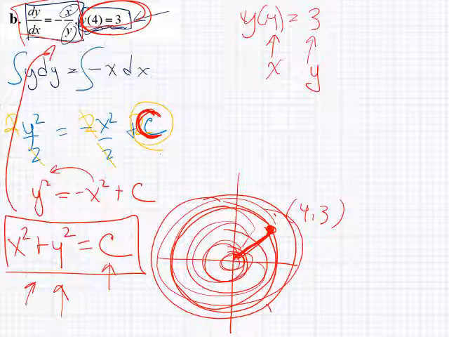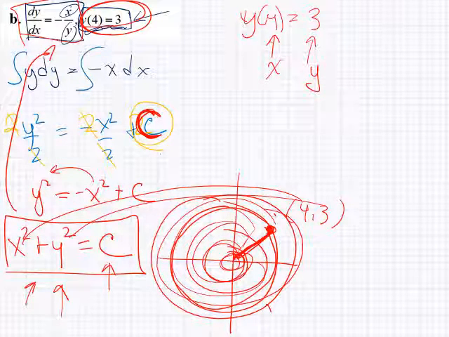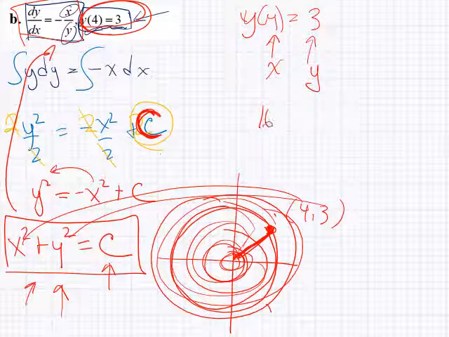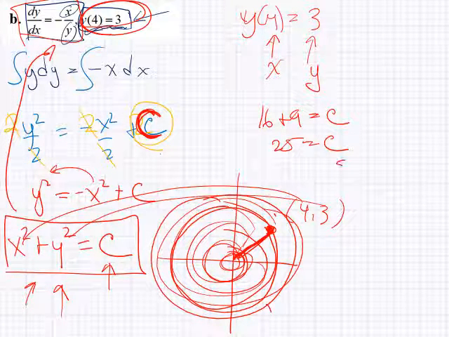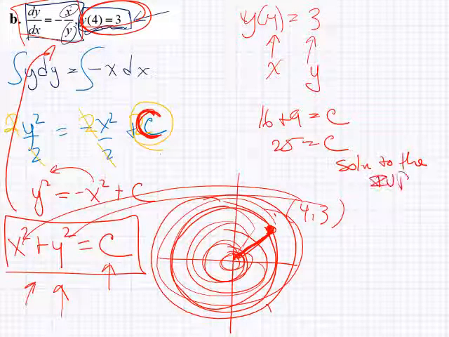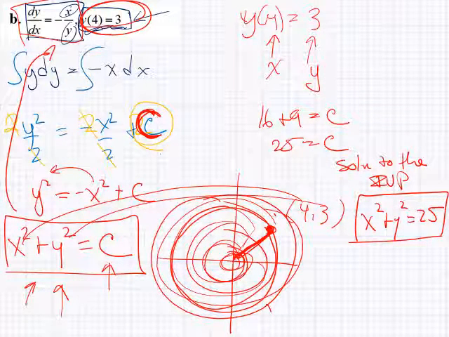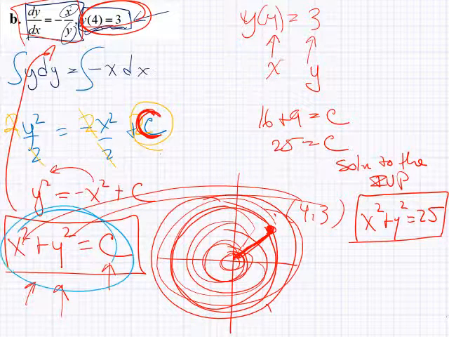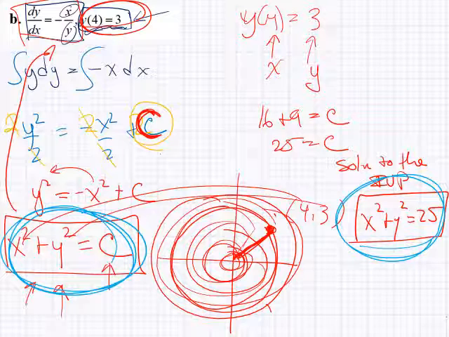Well, the easiest way to do that is to plug this x value and this y value into the solution, in which case we would get 16 plus 9 equals c, which would be 25 equals c. And so the solution to the IVP would be x squared plus y squared equals 25. Really easy. So this is the solution to the differential equation, and this is the solution to the associated initial value problem.